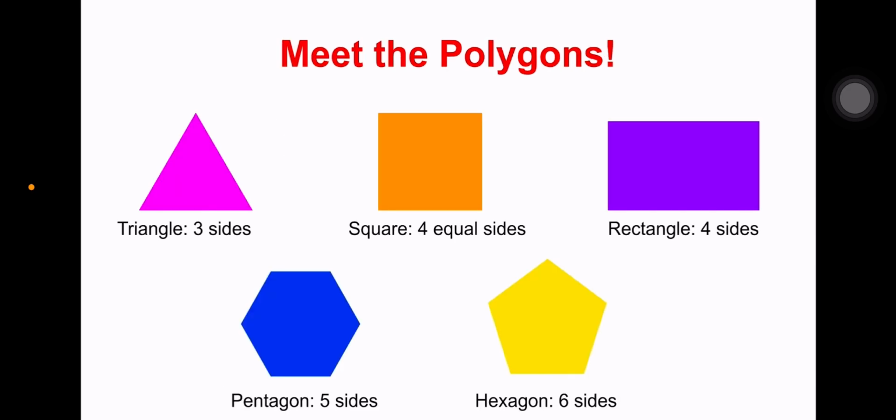Now let's meet the polygons. What is a polygon? A polygon is a flat shape that has straight sides. For example, a triangle has 3 sides. A square has 4 sides that are all the same size. A rectangle also has 4 sides, but the sides are not all the same. A pentagon has 5 sides and a hexagon has 6 sides.